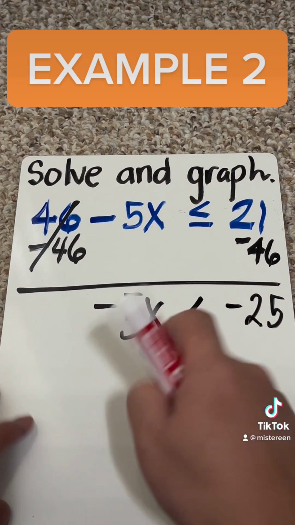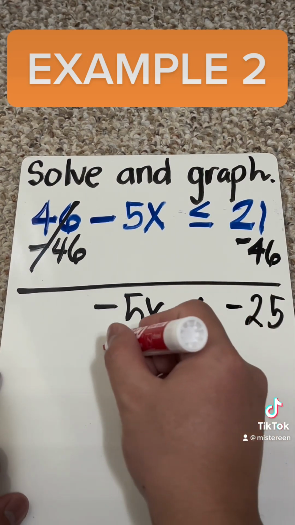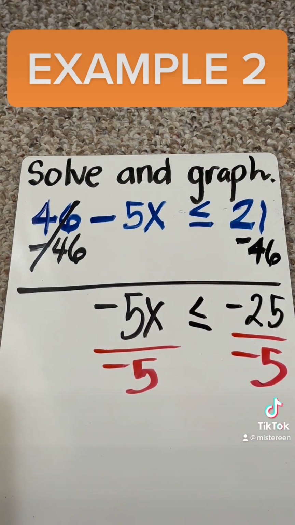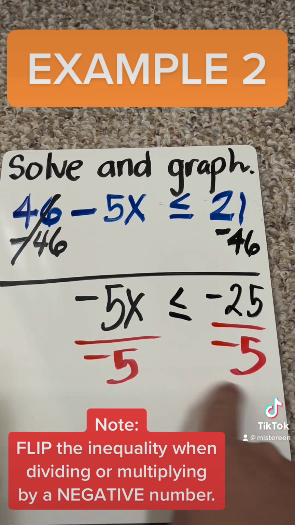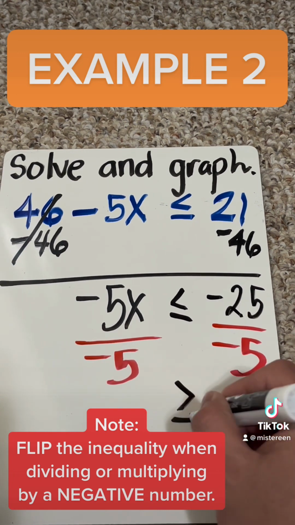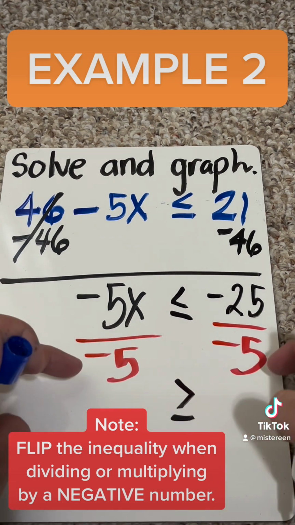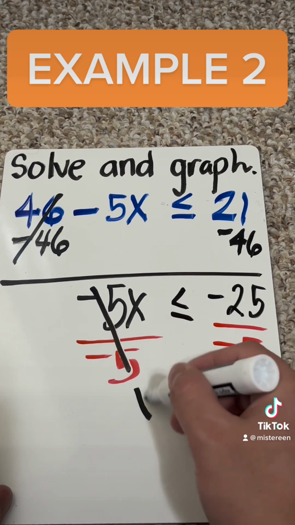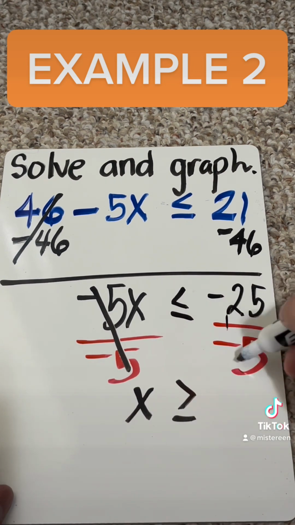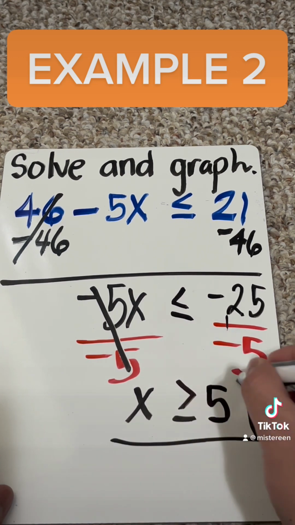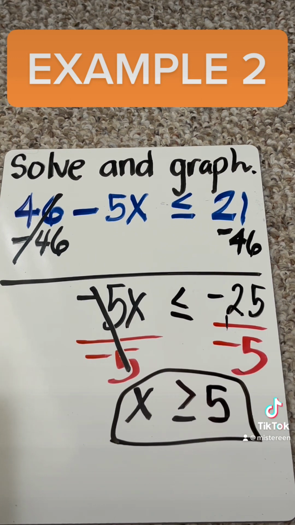So negative 5x means negative 5 times x. That means we will undo by division. So divide both sides. And don't forget the rule, if you divide by a negative number, you need to flip the inequality. So from this symbol, it should be the opposite symbol, because we used a negative number at the bottom. Now, get rid of that negative 5. On the left side, you have the x, and then the symbol, negative 25 divided by negative 5 is a positive 5. Okay, so the answer is x is greater than or equal to positive 5.